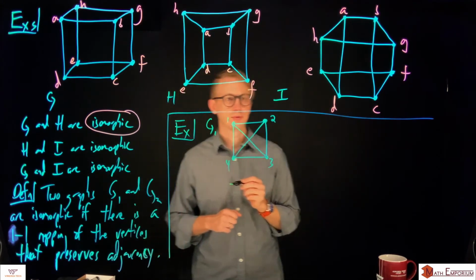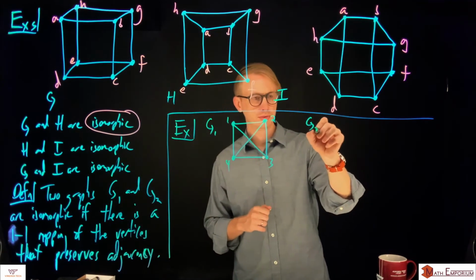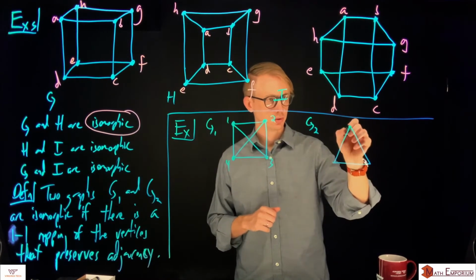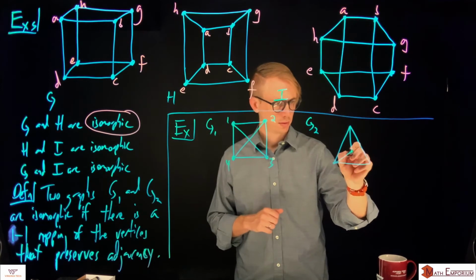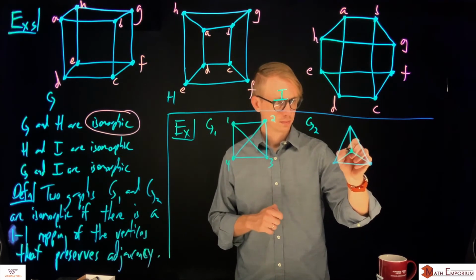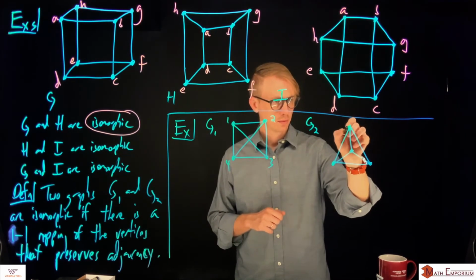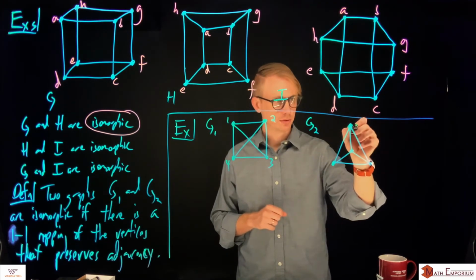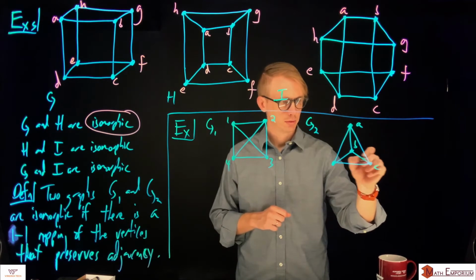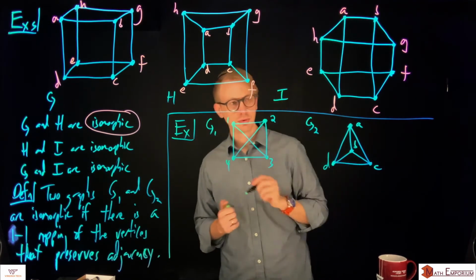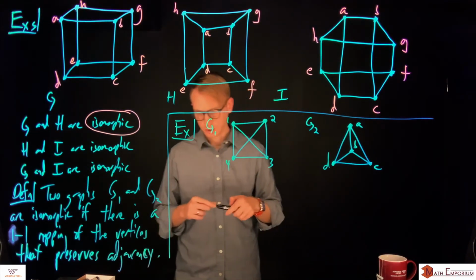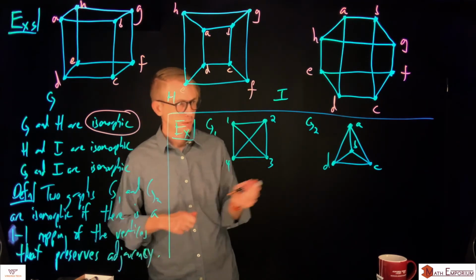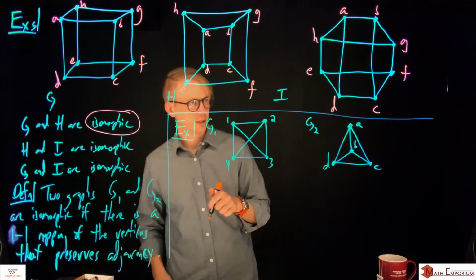So I'm going to use numbers for those vertex labels, and for G2, I'm going to use letters. This graph is an extremely common inspiration for many logos. Turns out these two graphs are isomorphic. To show they're isomorphic, I need to find an isomorphism. I'll just do it in a different color to make it stand out.